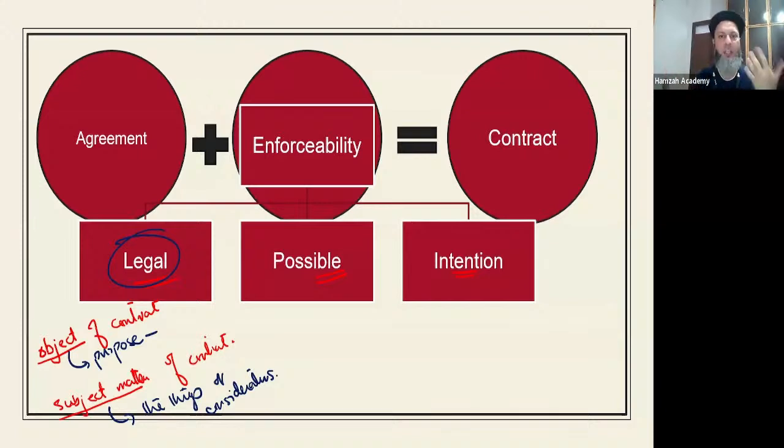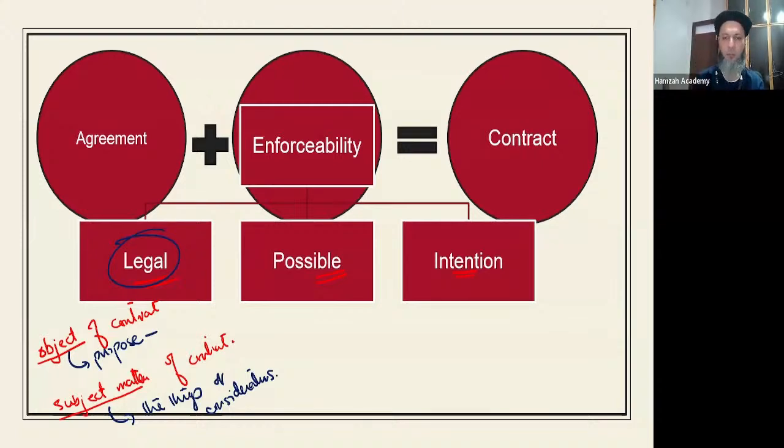Remember this word object. In English, we say object is something. In law, object means purpose. It will come later on again and again. Object of something means purpose. Object of a company, object of a business means purpose of that business. And subject matter is the things about which we are making the contract.